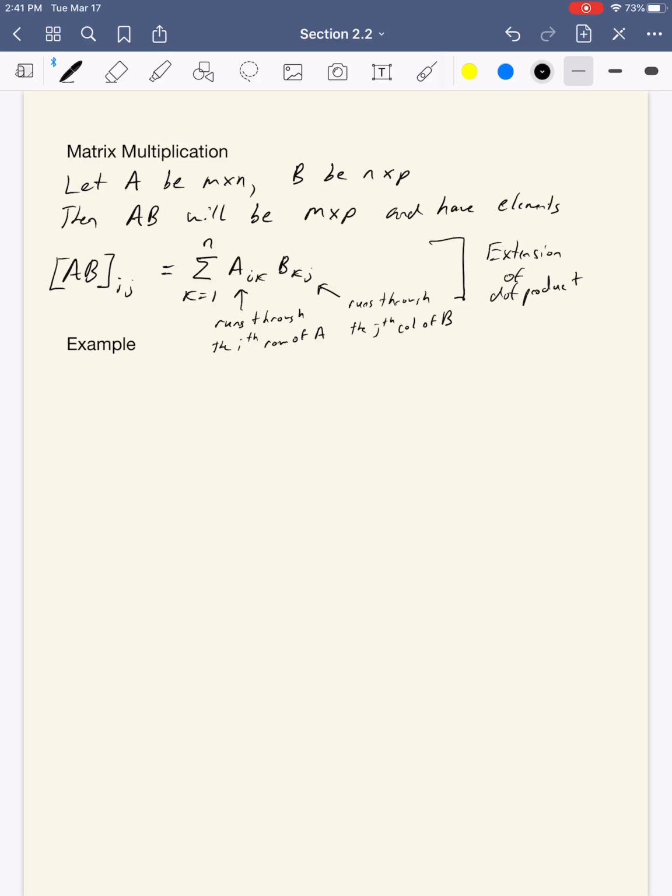To do that, we're going to define a couple matrices. Let A be the matrix 5, 4, 6, 8, negative 1, 2. We'll make a note here that A is a 3 by 2 matrix. Then we're going to have B be 6, negative 1, 1, 3, and then 2, 0, 2, 4. So B here would be a 2 by 4 matrix.